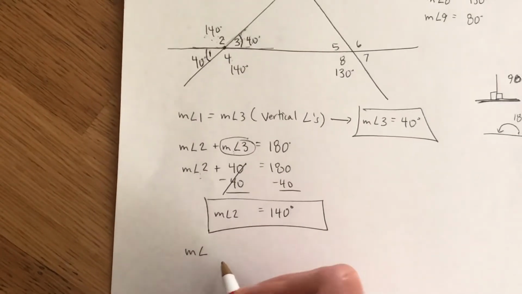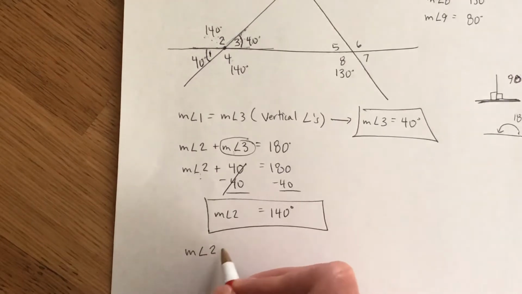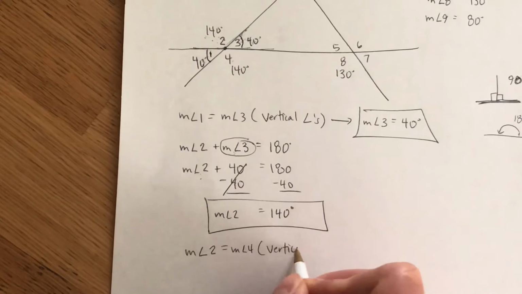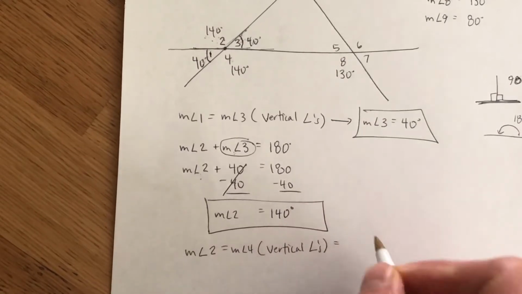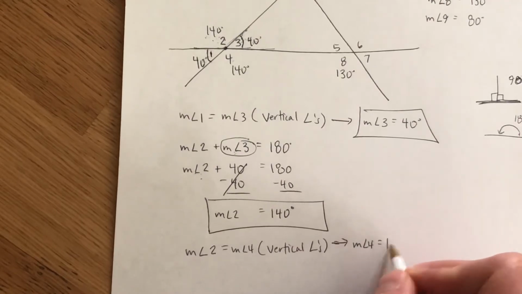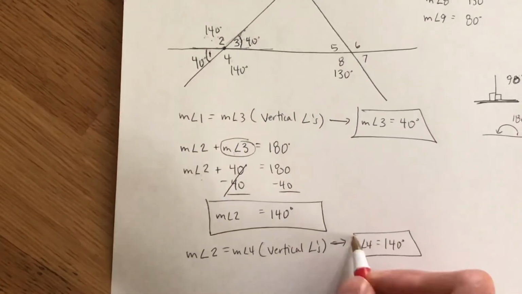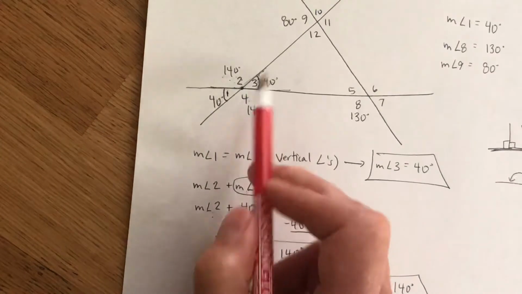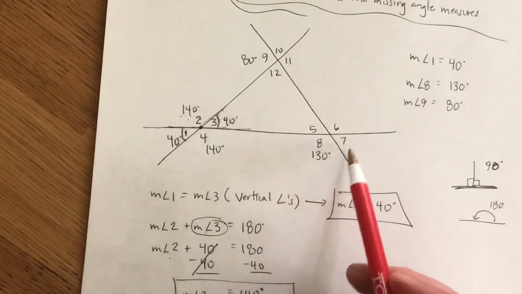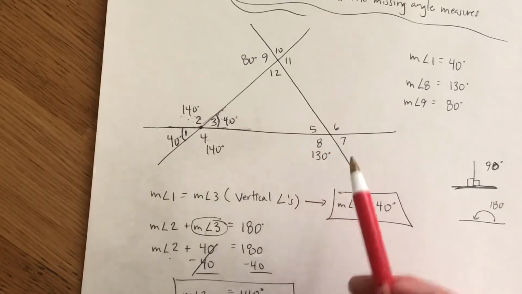So in terms of documenting that, the measure of angle 2 equals the measure of angle 4 because they're vertical angles. So that means the measure of angle 4 is 140 degrees. So we've taken care of this intersection here, the four individual angles. Now let's go over here where we have another intersection, four more individual angles.